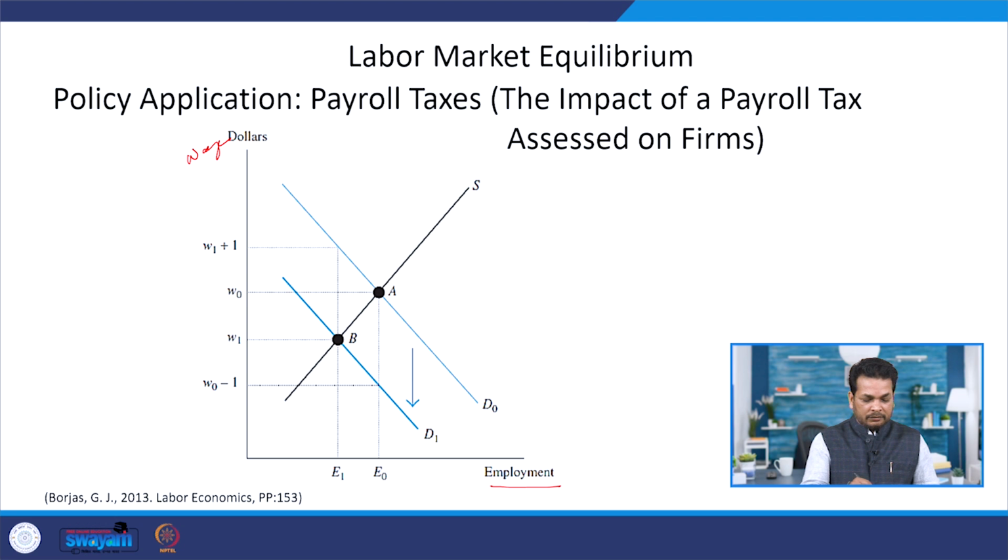So, the supply curve is upward sloping, which means the substitution effect dominates the income effect, and the initial demand curve is D0, which is downward sloping and governed by the marginal revenue of the workers. The interaction of this demand and supply decides the equilibrium in a competitive labor market at point A. So, E0 workers are going to be employed at W0 wage rate. So, the equilibrium wage rate and equilibrium employment in the economy is W0 and E0 before imposition of any taxes.